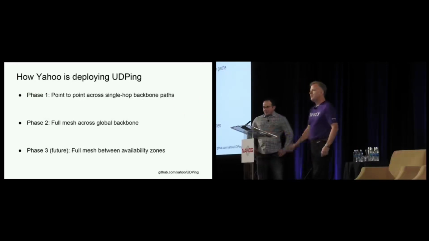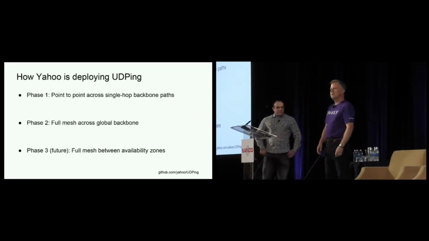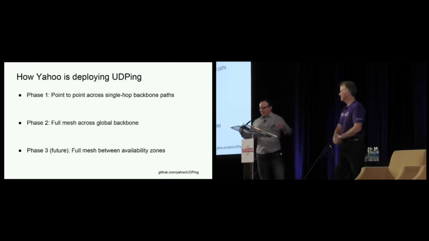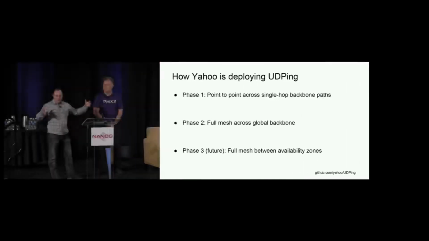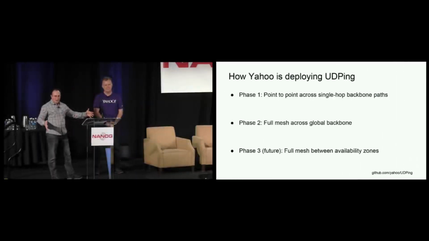So as far as deploying this in Yahoo, what we did was we started out by rolling it strictly for point-to-point links. You remember how I talked about how you identify where the problem is? Well, one way you do it across a global backbone is you simply say, I'm going to test every city pair. And if I have a problem from one end to another, the city pair that is having the problem, that UDPing will hopefully identify that city pair.